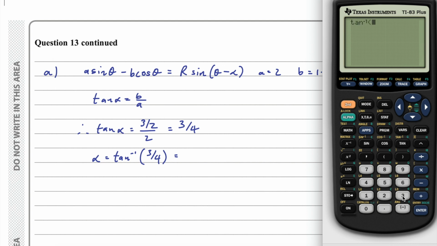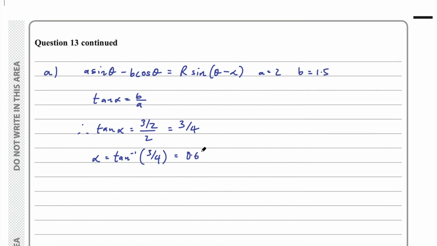Inverse tangent of 3 on 4. And we get 0.6435. Okay, so we've got alpha.